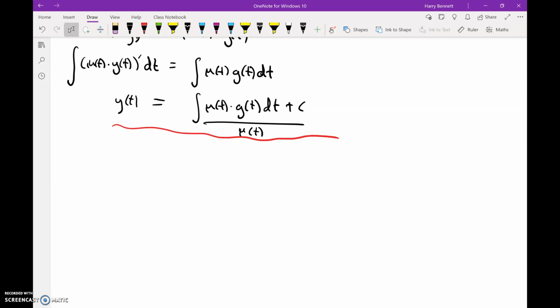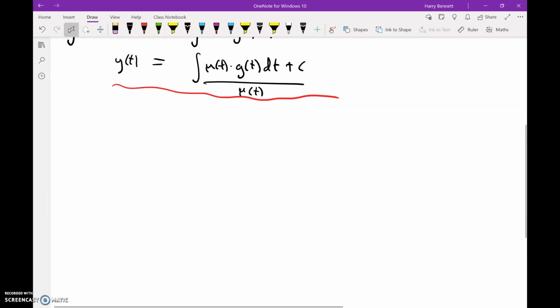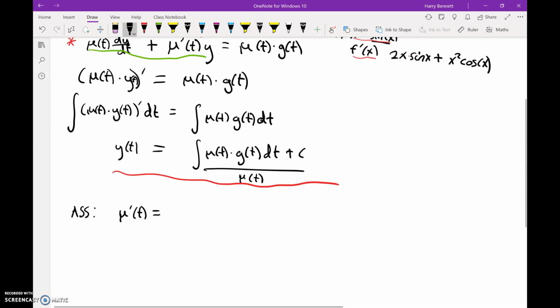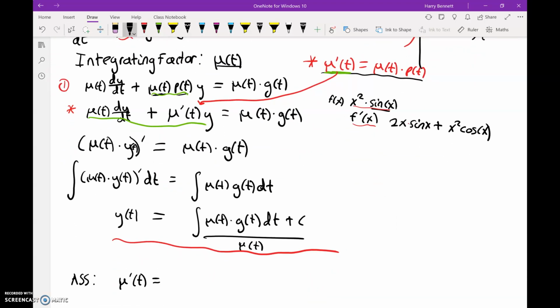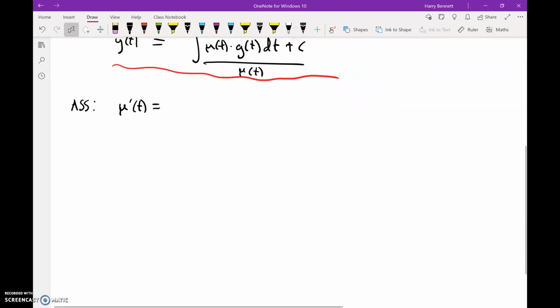Now, as I promised, we have this solution, but the problem is we didn't know what mu of t was. But finding out mu of t is not too difficult because our first assumption was, remember that original assumption, that mu prime of t must be equal to mu of t times p of t, okay? That was our original assumption.